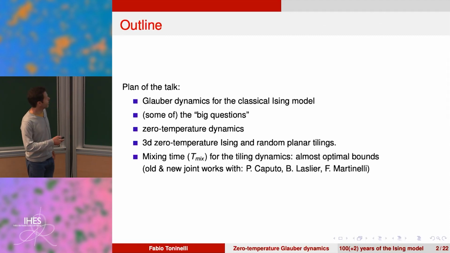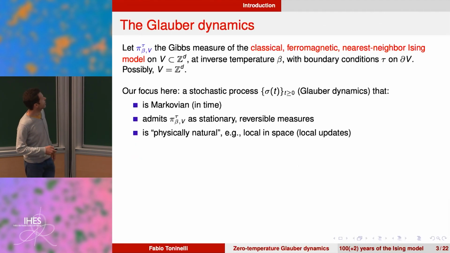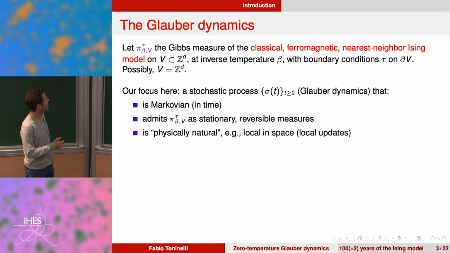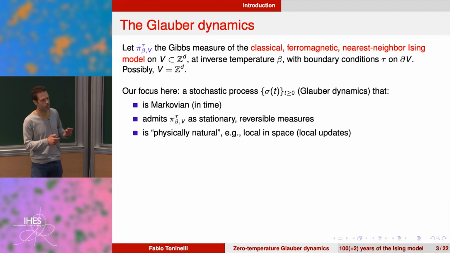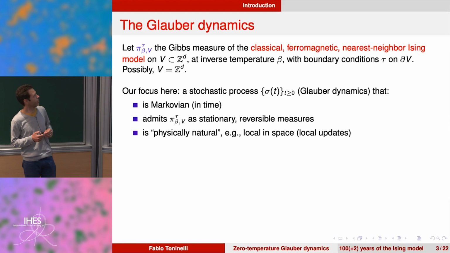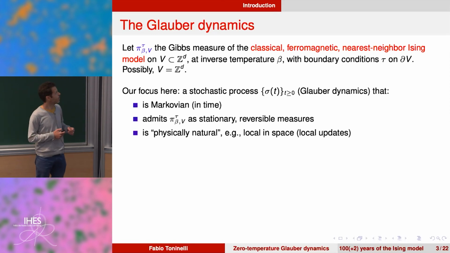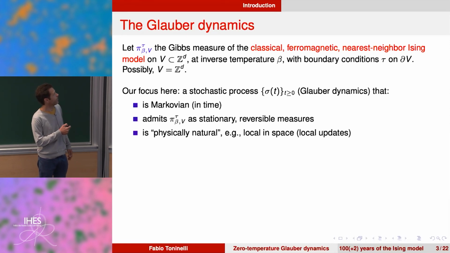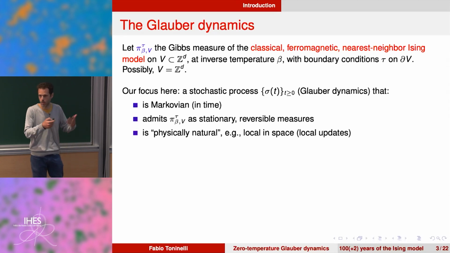Okay, good. Let's start. I will not reintroduce the Ising model. Let me just fix some notation. I'm looking at the classical ferromagnetic nearest neighbor Ising model on Z^d. I will denote by P the equilibrium measure indexed by the inverse temperature. The box V could be infinite, it could be the whole of Z^d, and the boundary conditions are tau on the boundary.